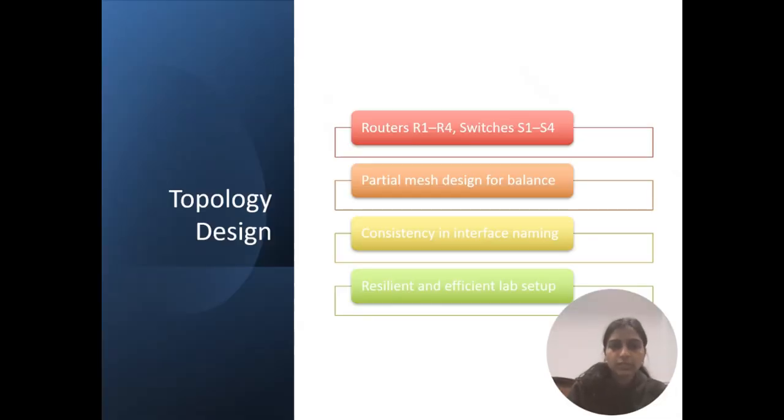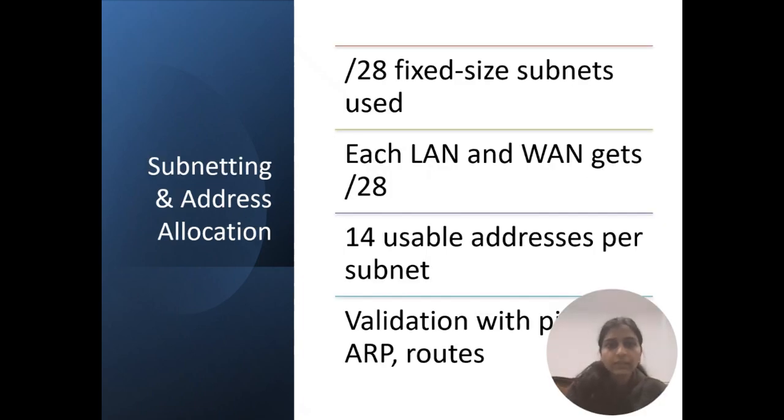For the topology design, we can say that routers R1 and R2, switches S1 and S2, and a partial mesh design give balance, consistency in interface names, and a resilient and efficient lab setup. For the subnetting address allocation, 28 fixed size subnets are used. Each LAN and WAN gets a /28, with 14 usable addresses per subnet. Validation: ARP and routes. Thank you so much.